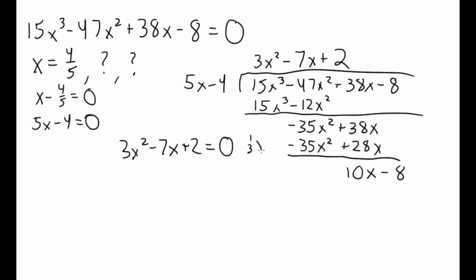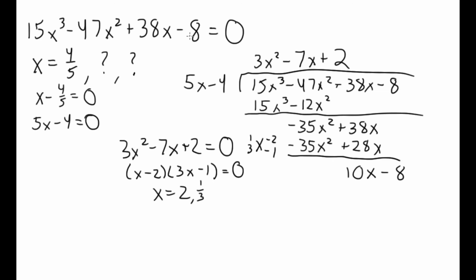We're going to do our x method here in order to create 2 terms, like so. And from here we find the missing roots are 2 and 1/3. So those are the missing roots right there. So the roots are 4/5, 2, and 1/3. Those are the 3 roots here.